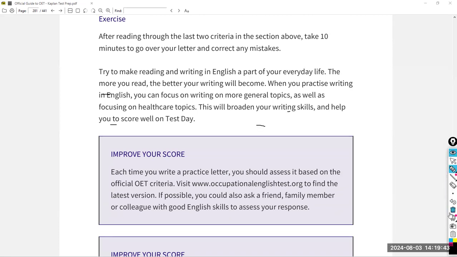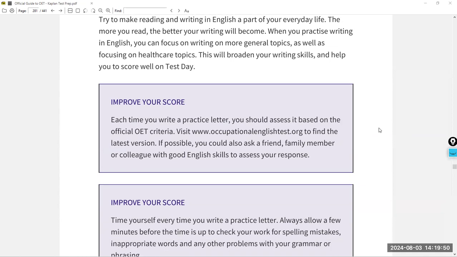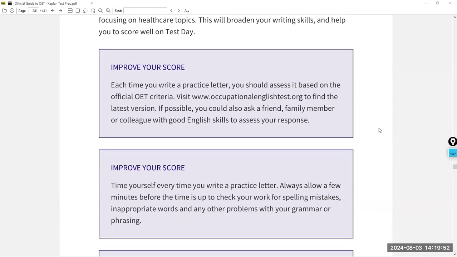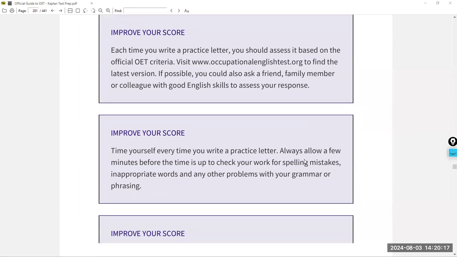Now, try to make reading and writing in English a part of your everyday life. Please, you have to practice as much as you can, because the more you practice, the better you will be. Now, each time you write a practice letter, you should assess it based on the official OET criteria. You can visit this website just to find the latest version. If possible, you could also ask a friend, family member, or a certain colleague just to check your writing.